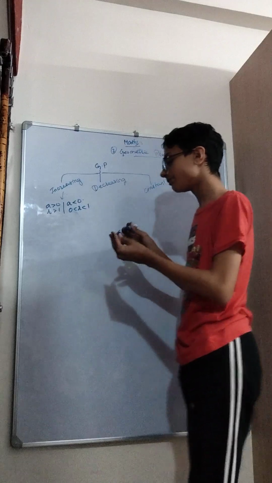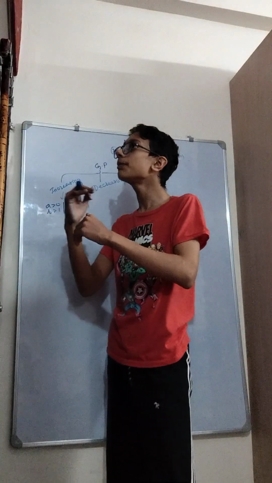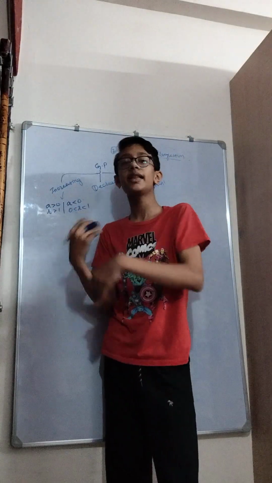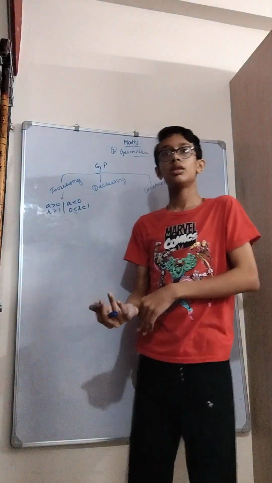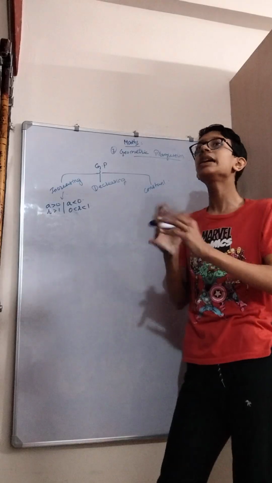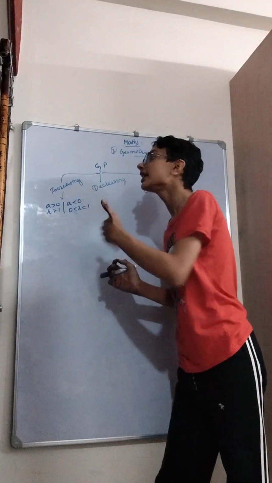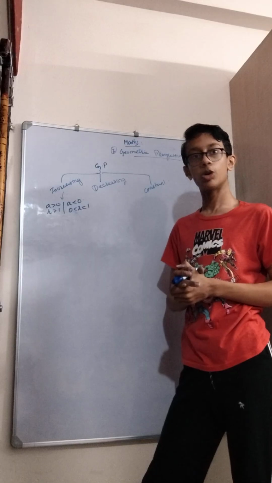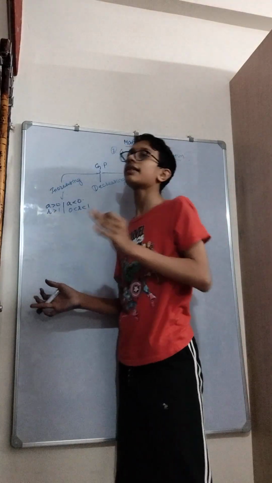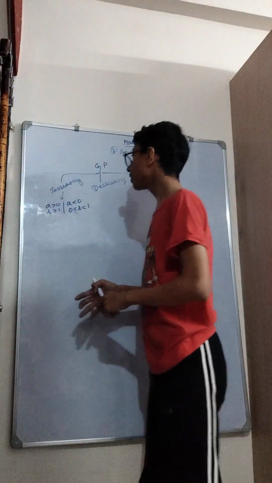And if a is less than 0 and r is between 0 and 1, then something which is less than 0, if I multiply continuously with a decimal number, it will become a bit less negative, and it will be increasing as well. So this is increasing GP.